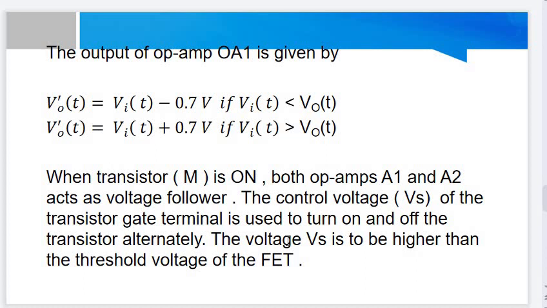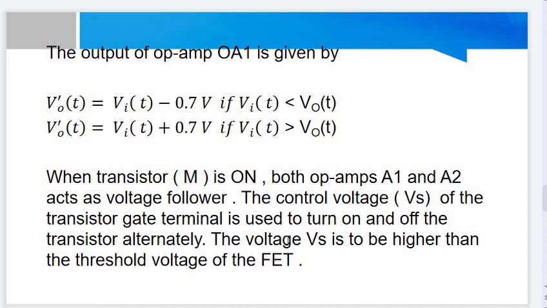The output of op-amp OA1 is given by V0 dash of t equal to VA of t minus 0.7 volt if VA is less than V0 of t, and V0 dash of t equal to VA of t plus 0.7 volt if VA of t is greater than V0 of t. When the transistor M is on, both the op-amps A1 and A2 act as a voltage follower.